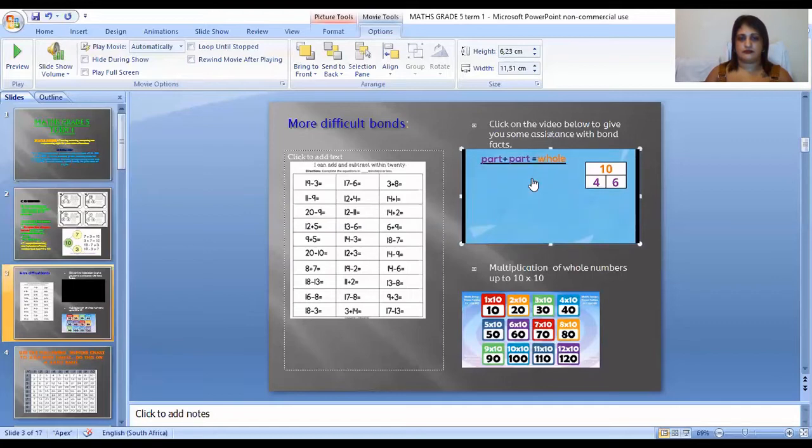Part plus part equals whole. 4 plus 6 equals 10. And 6 plus 4 equals 10. Whole take away part equals the other part. 10 take away 4 equals 6. And 10 take away 6 equals 4.